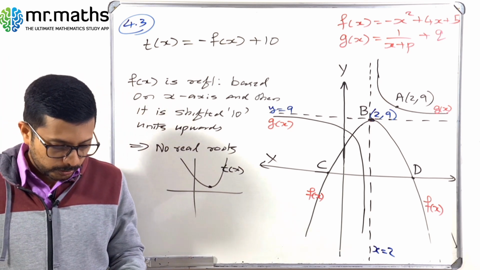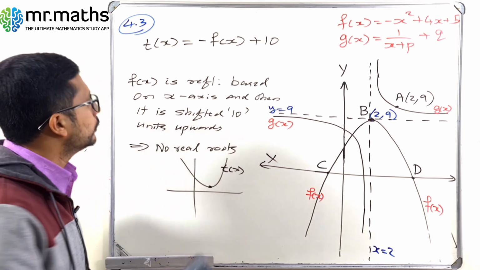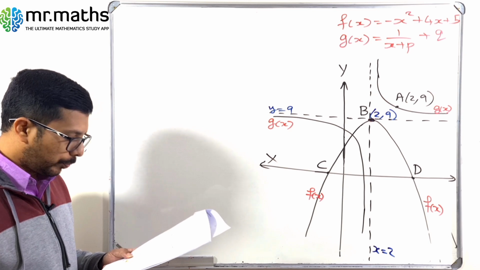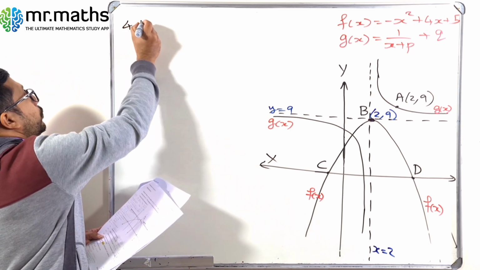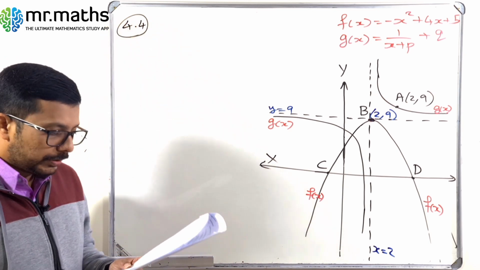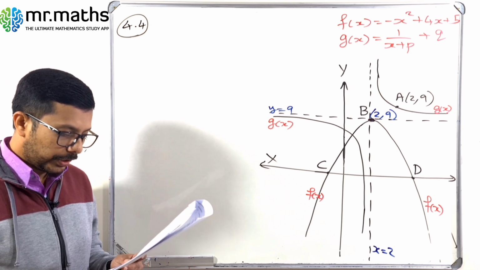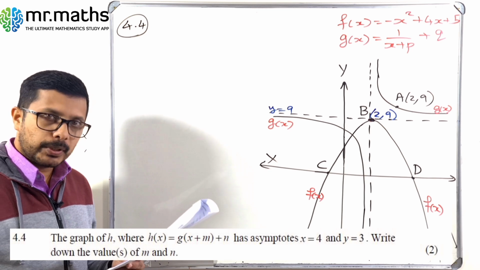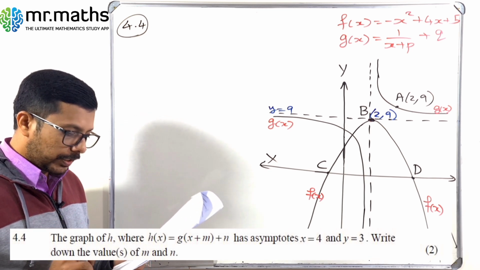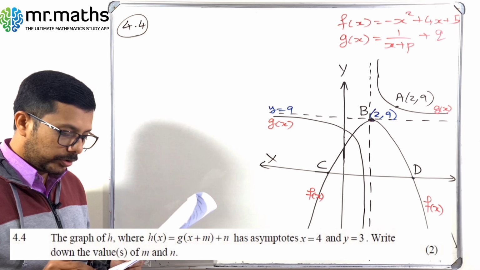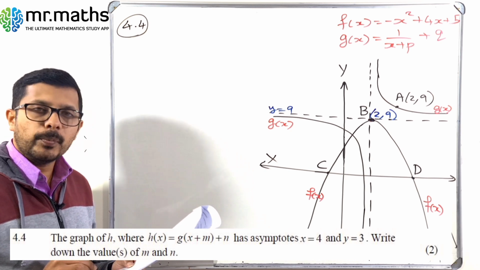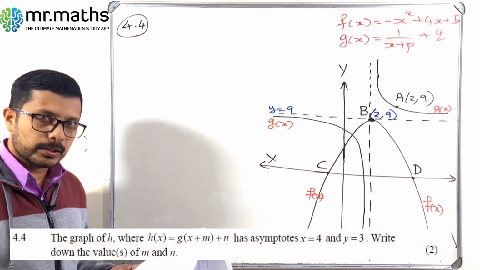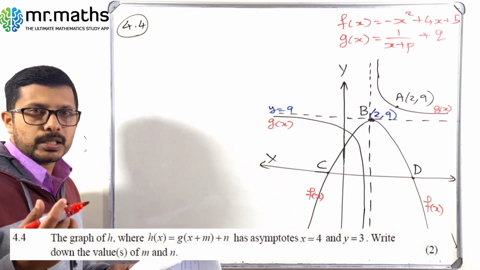Now let's move to the next question, question number 4.4. Listen very carefully. The graph of h where h of x is equal to g of x plus m plus n has asymptotes, please read that question along with me, okay? Has asymptotes x is equal to 4 and y is equal to 3. Write down the values of m and n. So it's a tricky question, but only 2 marks.